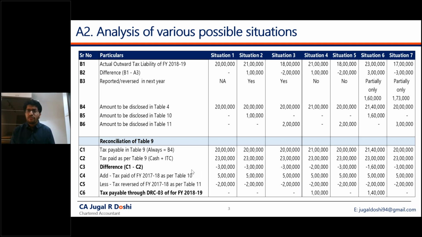Alternative solution in situation 5 can be to report 18 lakhs through table 4. Then in my reconciliation of table 9, there will be a difference of 2 lakhs negative, that is a refund of rupees 2 lakhs. Refund of 2 lakhs cannot be claimed through GSTR 9 annual return, and we would have to file a separate refund application. There is a gray area in this case, and we have two options for how we should proceed.